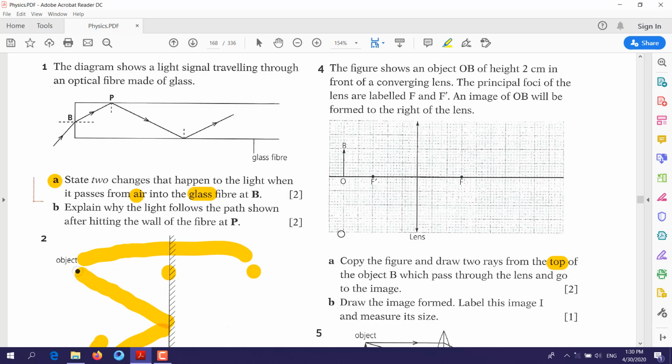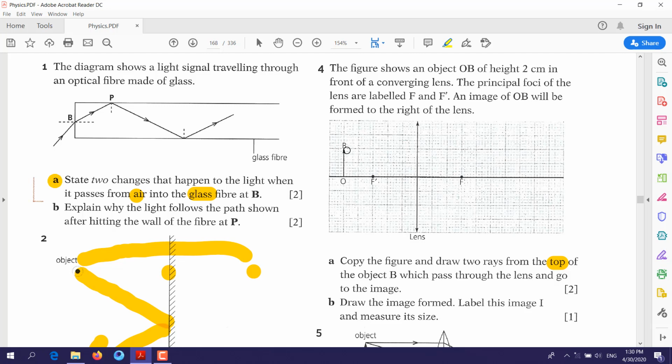Here, to draw rays, we have what we call standard rays. How will we do it? We will draw the first one from B. It goes in a straight line which is parallel to the principal axis. Okay, it goes straight and then it will bend. It passes through the principal focus, through this F.